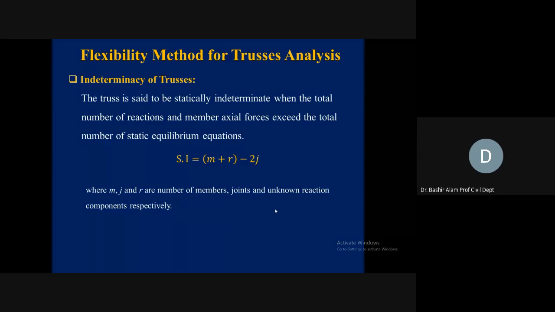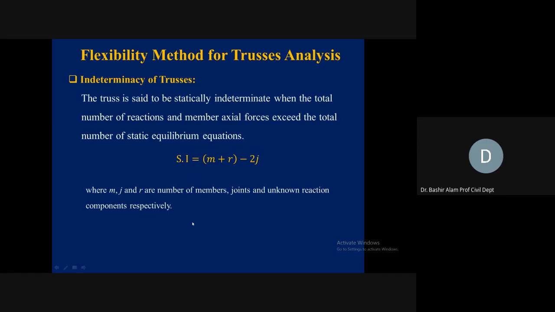Now, the truss is said to be statically indeterminate when the total number of reactions and the member axial forces exceed the total number of static equilibrium equations. So statical indeterminacy, which is the total indeterminacy, is equal to m plus r minus 2j, where m is the number of members, r is the number of support reactions, and j is the number of joints. So from this you can find out the total statical indeterminacy.